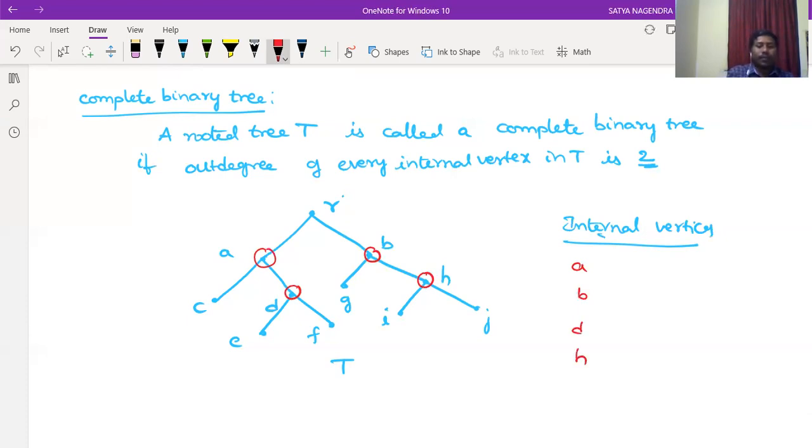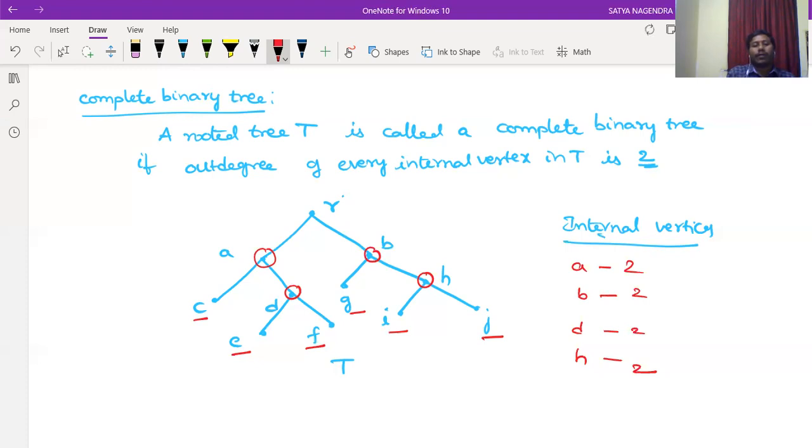Next, the C, E, F, G, I, J. They don't have any children. Okay, so they are leaves or leaf nodes. Yes. So here for A, the out degree is 2. For D and B and H, for all these vertices, the out degree is 2.